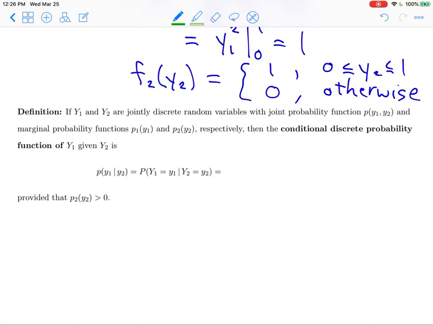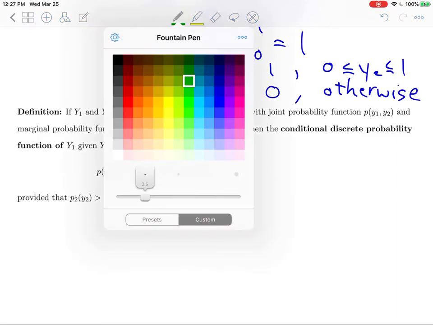In this video, we're going to take a look at the definition for a conditional discrete probability function of y1 given y2. So again, we're going to look at jointly discrete random variables, and then we'll look at an example where we play with this a little bit.